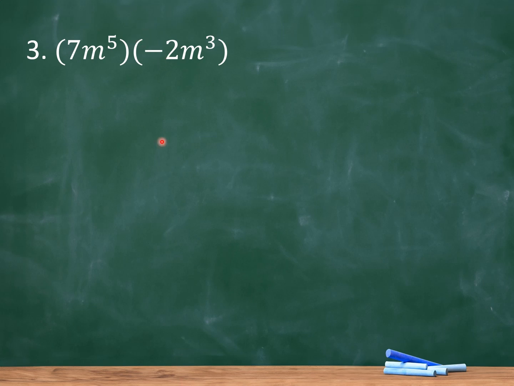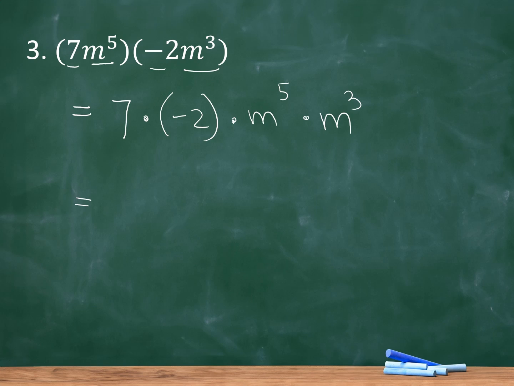Example number 3. 7m to the power of 5 times negative 2m cubed. So again, to multiply this, we multiply first our numerical coefficients. 7 times negative 2, let's write it here. 7 times negative 2, times, we multiply our variables, m to the power of 5 times m cubed. Multiply the numerical coefficients, 7 times negative 2, that's negative 14, times.